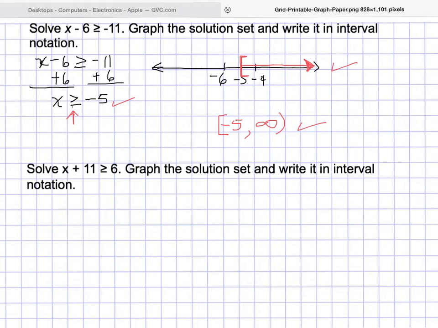Next problem. Solve x plus 11 is greater than or equal to 6. Graph it and write it in interval notation. Let's solve it first. x plus 11 is greater than or equal to 6. We want to get the x by itself, so we subtract 11.